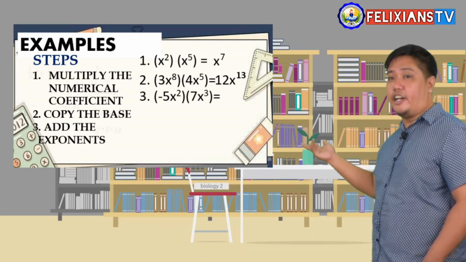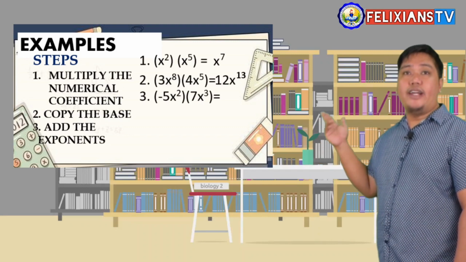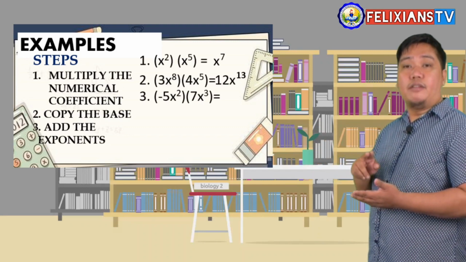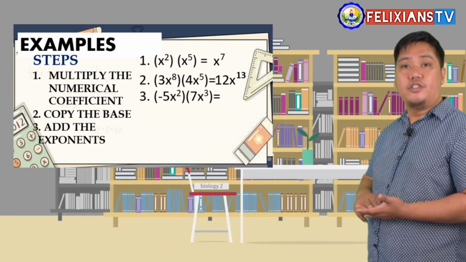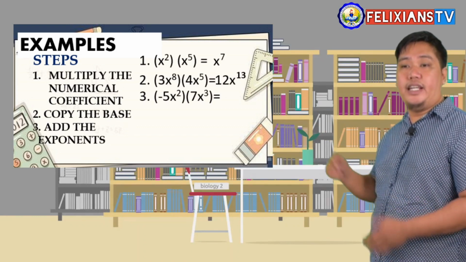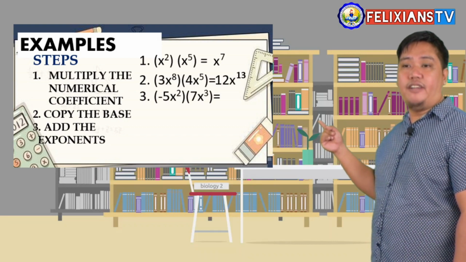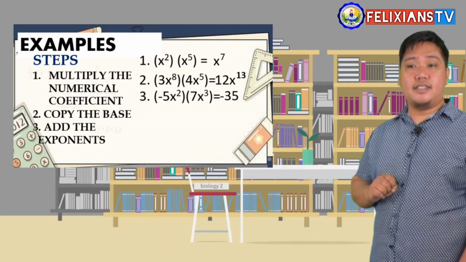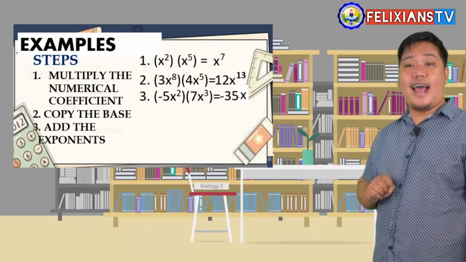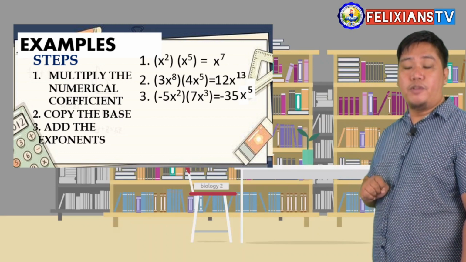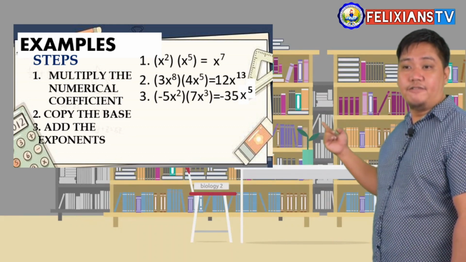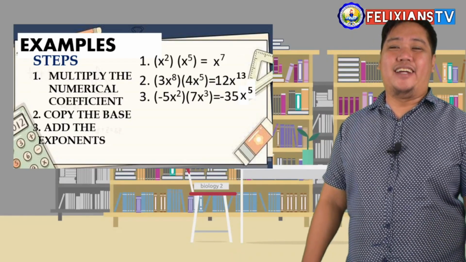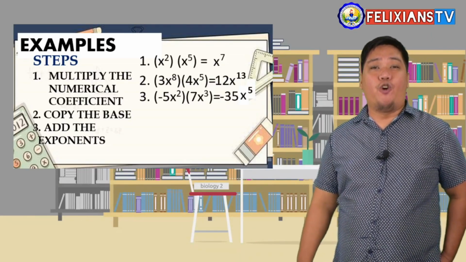So basically here on this example, number 3, we have different sign. So the product should be a negative. So negative 5 times 7 will be equal to negative 35. Okay? Then copy the base, x, and then add the exponents 2 plus 3. That will give you 5. Okay? Getting it? Okay, now let's have another example, number 4.